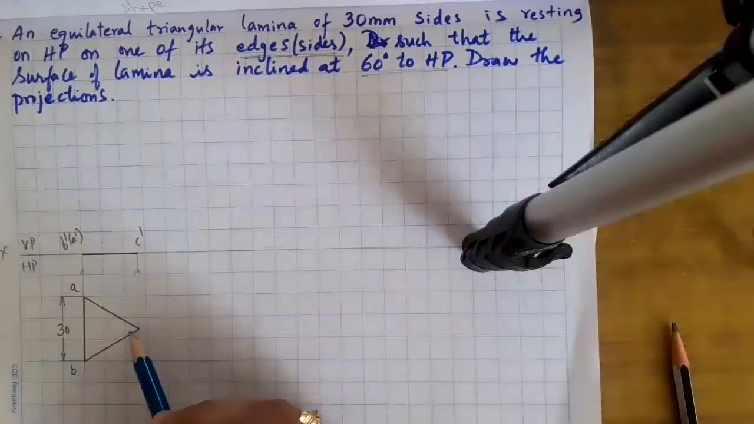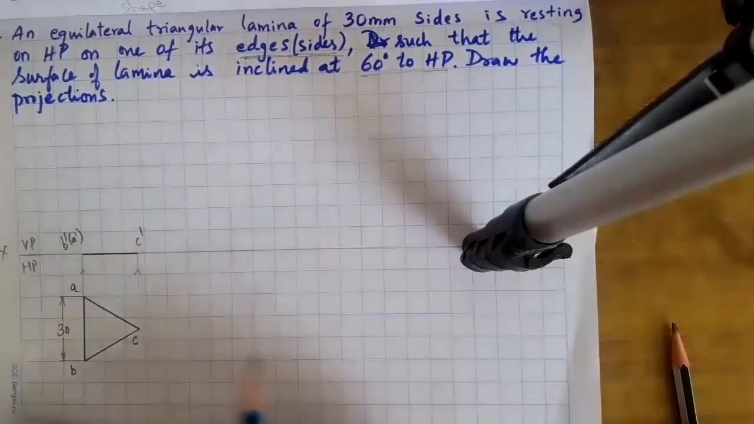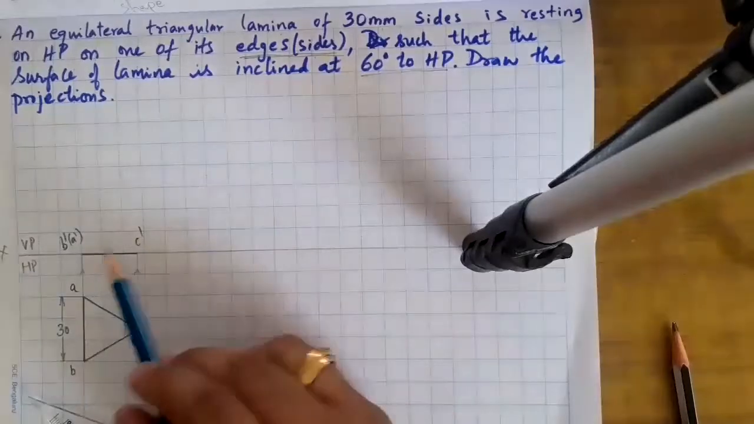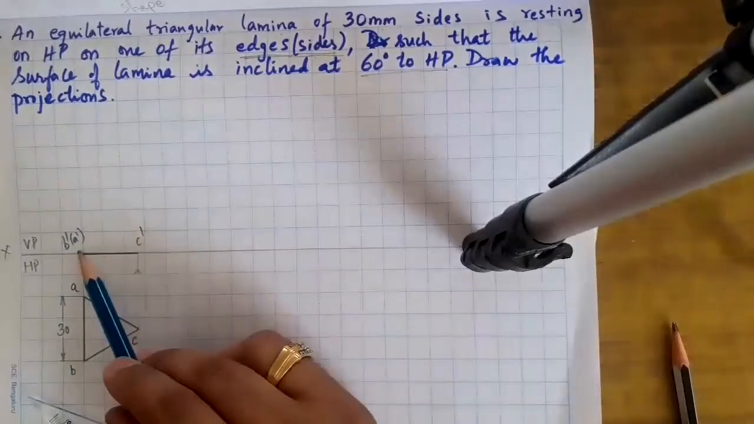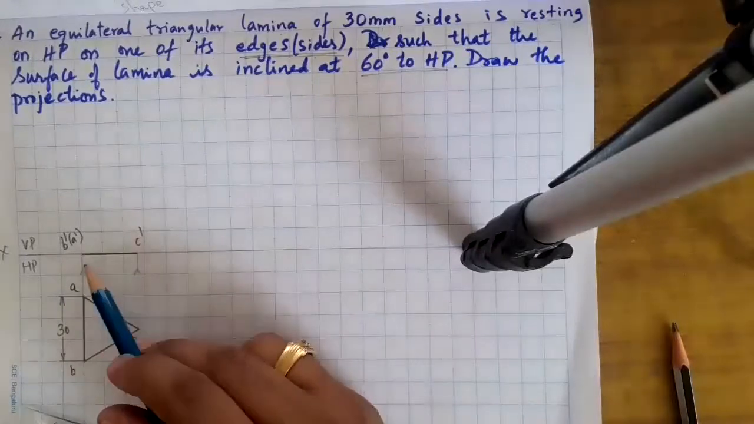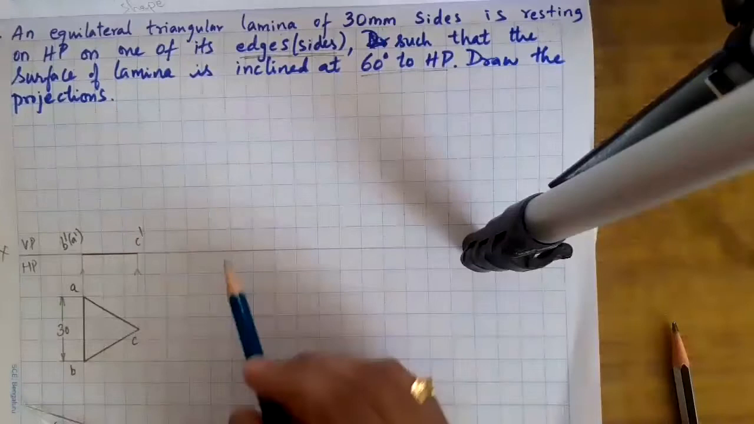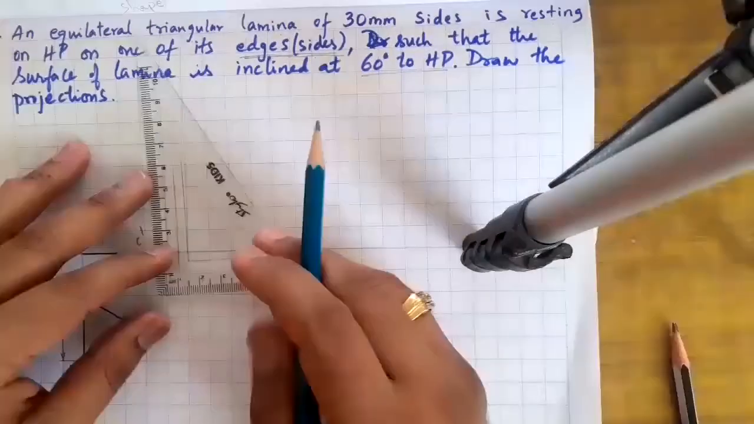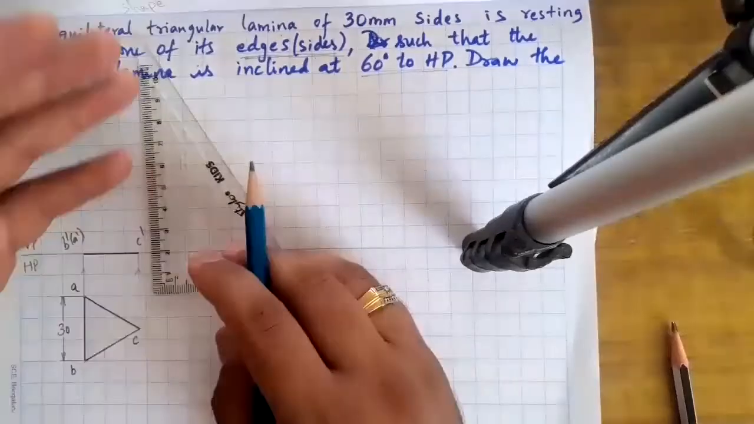Next, shift the front view to the new position in such a way that the whole lamina is resting on one of its edges. So which is an edge here? AB is an edge here. So shift this front view to the new position. At 60 degree, I will draw a line. Either towards the left hand side also you can draw. Here I have given an example towards the right. So you can represent towards the right.